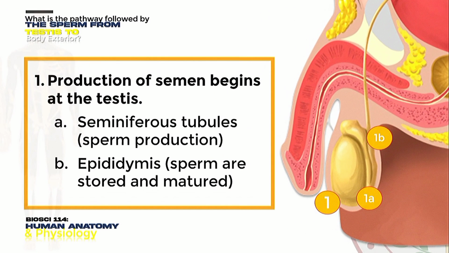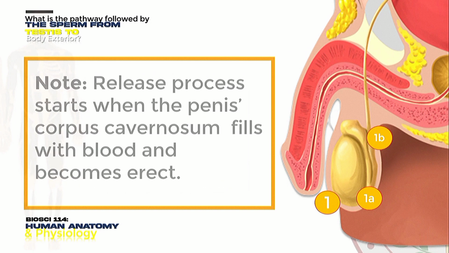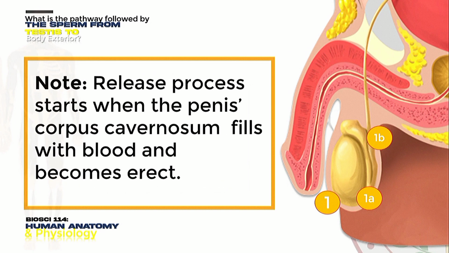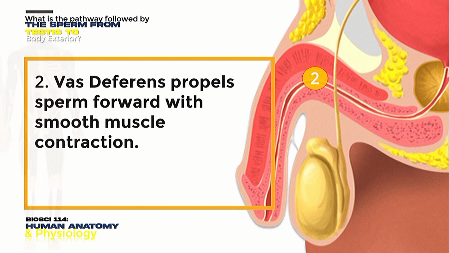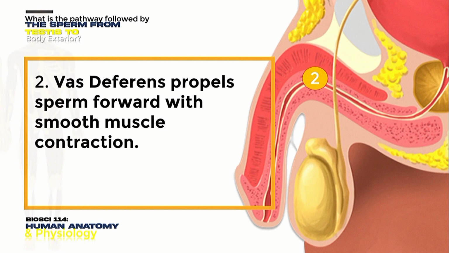First, production of semen begins at the testes. Seminiferous tubules enable sperm production. In the epididymis, sperm are stored and matured. Note: the release process starts when the penis's corpus cavernosum fills with blood and becomes erect. Second, the vas deferens propels sperm forward with smooth muscle contraction.